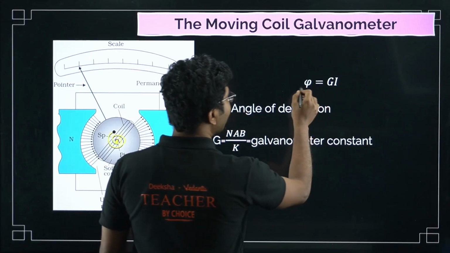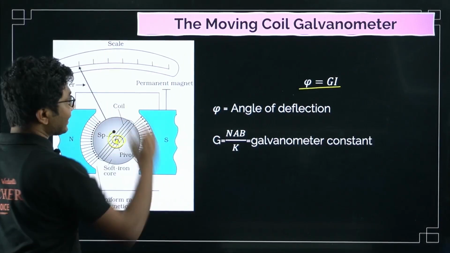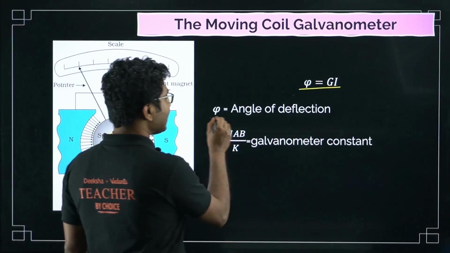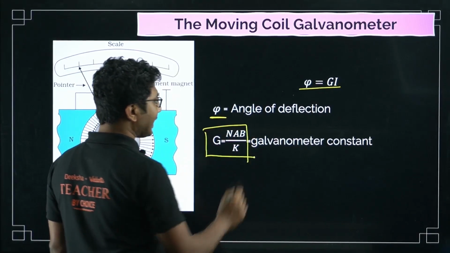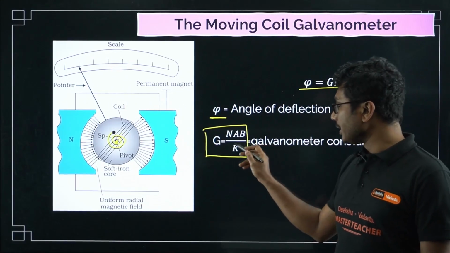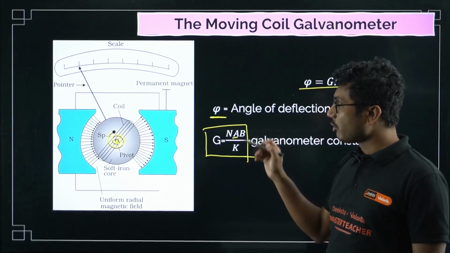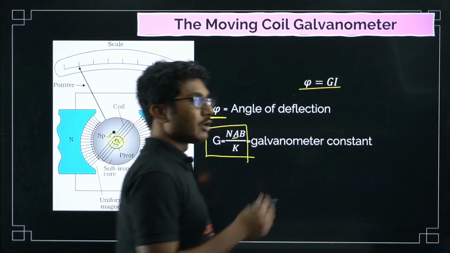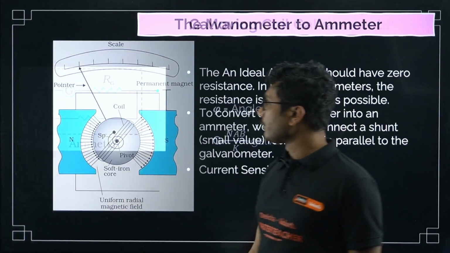The angle of deflection is proportional to current. How much deflection is happening in the galvanometer depends on the current, obviously, and here phi is called the angle of deflection. This is the galvanometer constant. It is given by NAB by K. The values will be given to you: K is the spring constant, N is the number of turns in the galvanometer coil, A is the area, B is the already existing magnetic field. Based on this formula, maybe one question might come. You don't know what question will come, so you have to remember this equation as well. Simple equation, not super difficult.